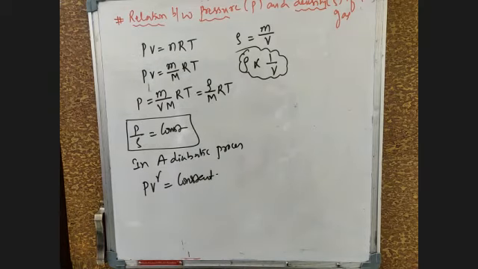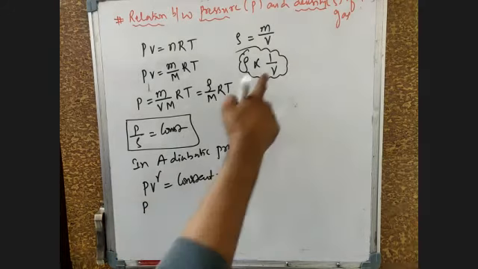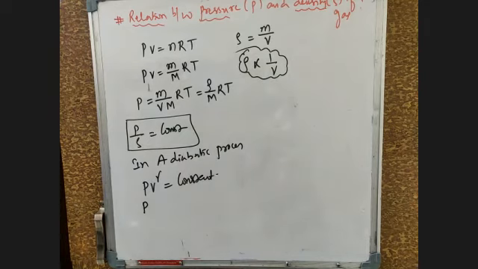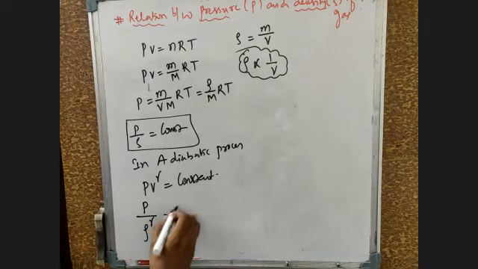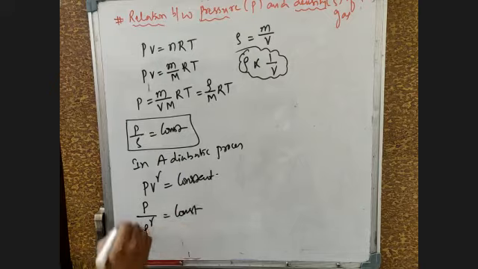Can I write like that? So this one will become P V is inversely proportional to density. So I can write this as P by rho to the power of gamma is equal to constant. Got it?